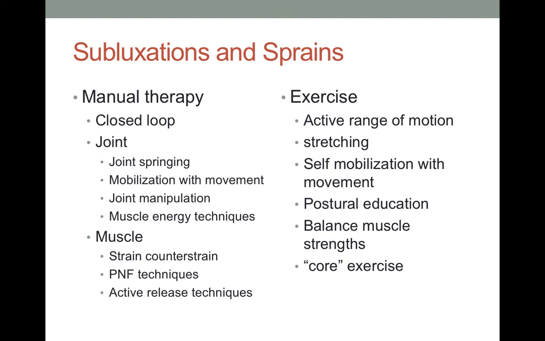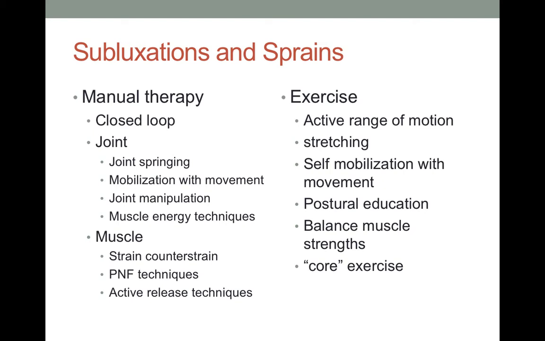If the patient is too irritable to directly treat the joint in question, we can treat the other joints in that closed loop system. In treating joint pain and/or hypomobility, we can use joint springing, remembering our grades of 1 through 4. We can use mobilization with movement, where we apply a sustained glide and ask the patient to move through a pain-free range of motion. And we can use joint manipulation for its biomechanical and neurophysiological effects.